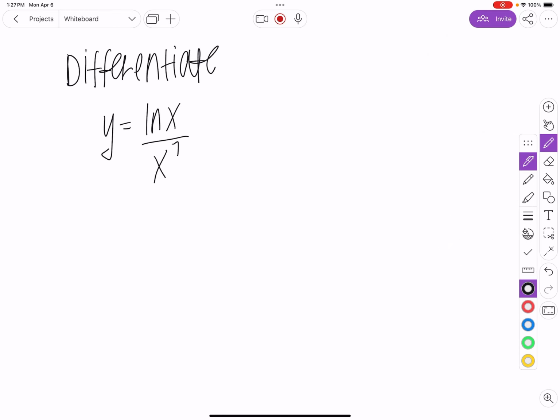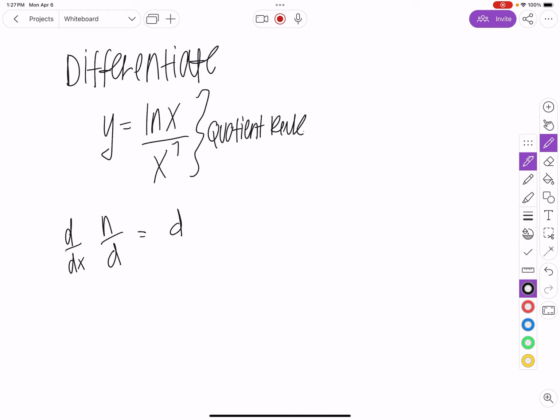When we differentiate the natural log of x over x to the 7th, I need to use the quotient rule. And I usually say for the quotient rule, if you have a numerator divided by a denominator, then the quotient rule is the denominator times the derivative of the numerator minus the numerator times the derivative of the denominator, all over the denominator squared.